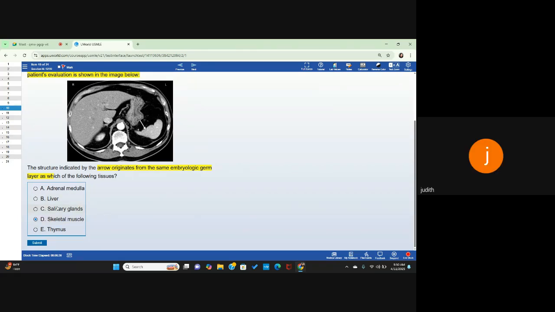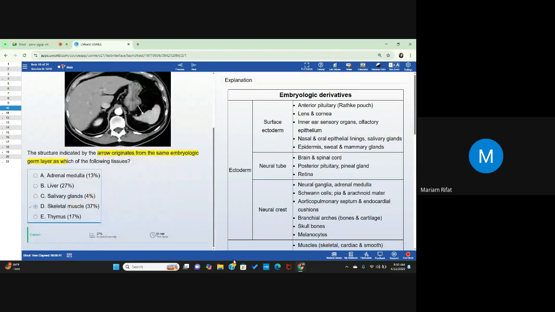Skeletal muscles are also mesodermal. Again, mesoderm means middle. Remember, muscles are in the middle, between the skin and the bones. So skin and bone, with muscle between: mesodermal, middle, muscle.